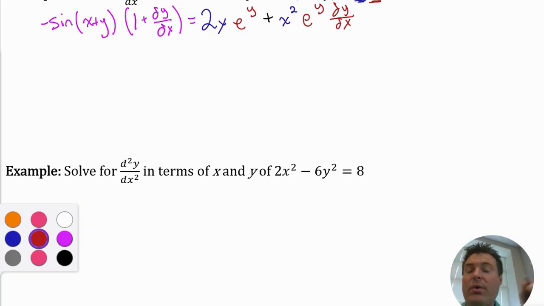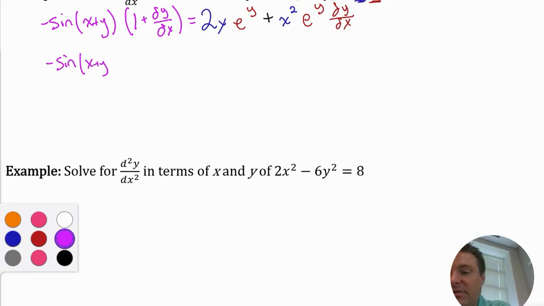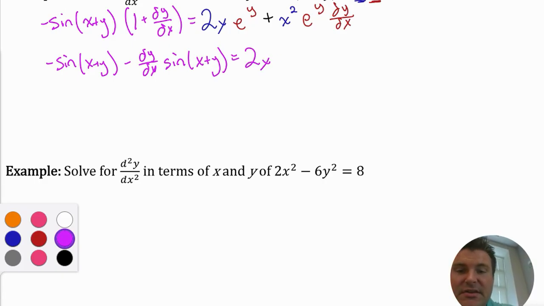So now what I want to do is collect all my dy/dx's. We're going to do a little bit of algebra here. I first needed to distribute on the left-hand side. That's going to give me negative sine of (x plus y) minus dy/dx times sine of (x plus y). And I'm just going to rewrite the right side because nothing changed there.